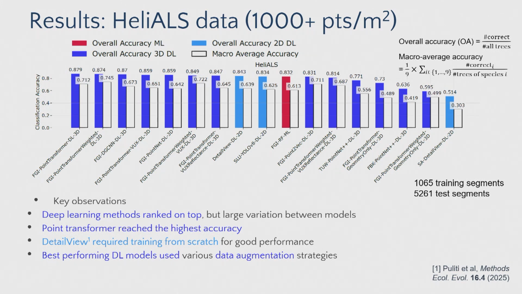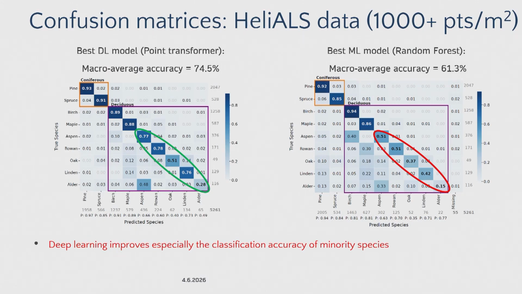There was a lot of variation in these deep learning approaches, and it was because of different data augmentation strategies. What we also see is that for the minority classes, which were rare, deep learning improved them dramatically. So this is a comparison between deep learning and machine learning, of how well you get these aspen, rowan, oak, linden, and alder.